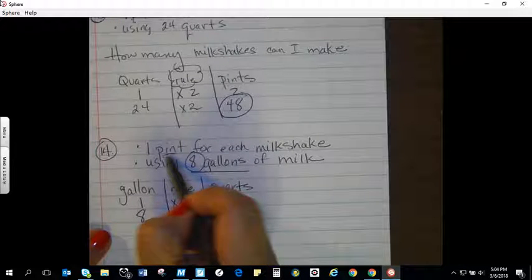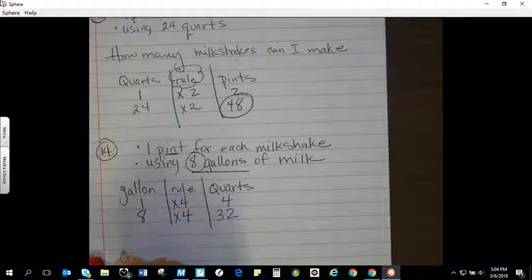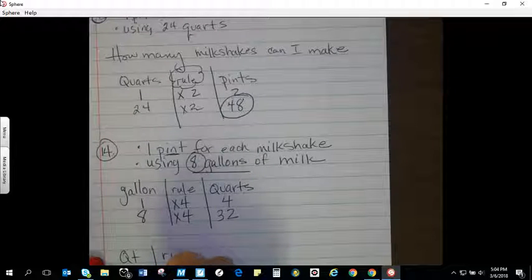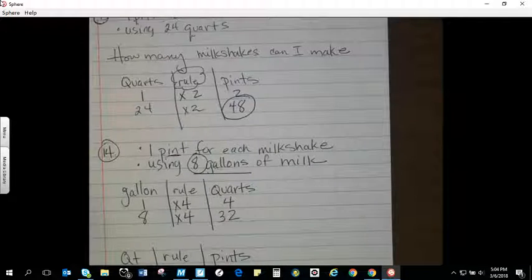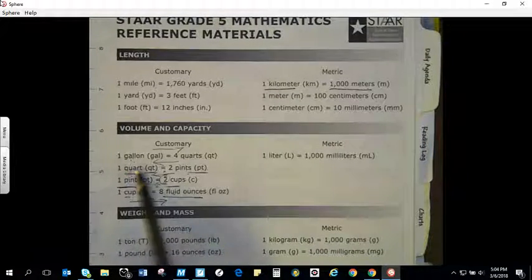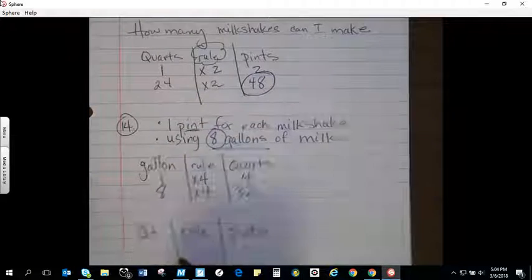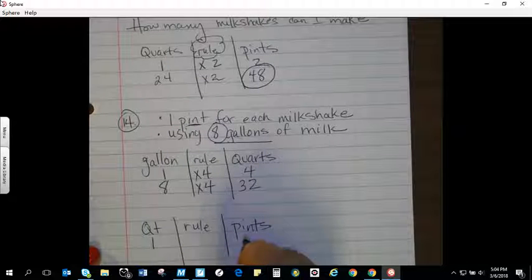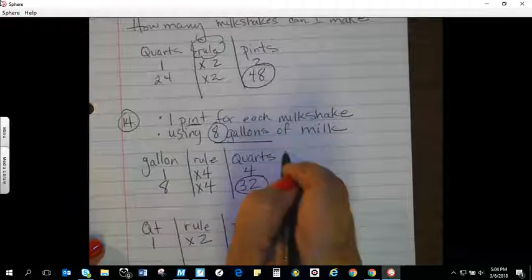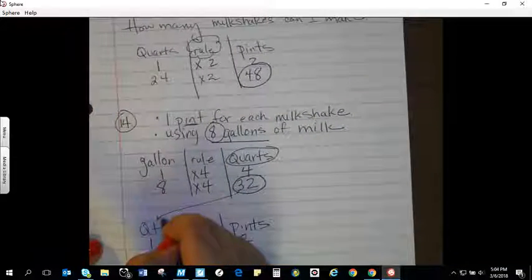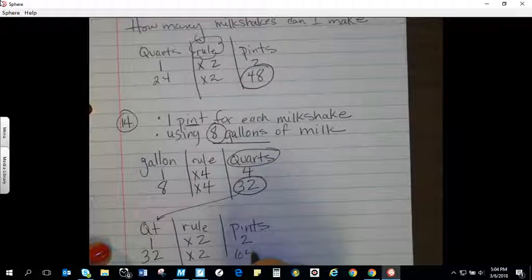But I'm working with pints. So now I'm going to the next step, and I'm going to have quarts, because I have to convert quarts to pints. Okay? So I know that for every 1 quart is equal to 2 pints. I'm going to place that right over here. My rule is to multiply by 2. I had 32 quarts that I converted, so I'm going to move that over here. So 32 times 2 equals 64 pints.